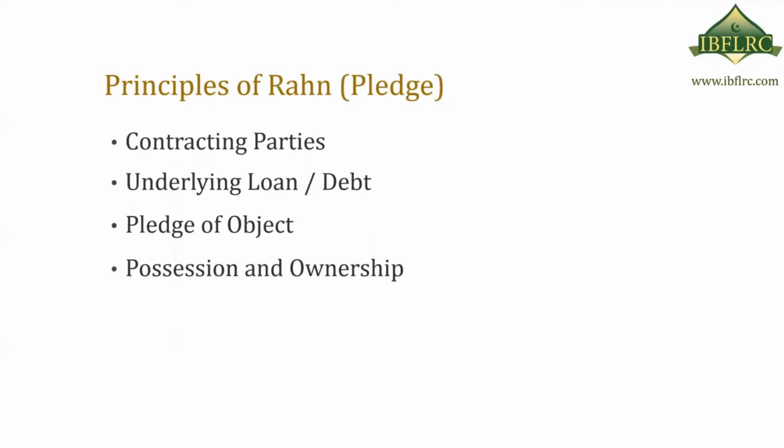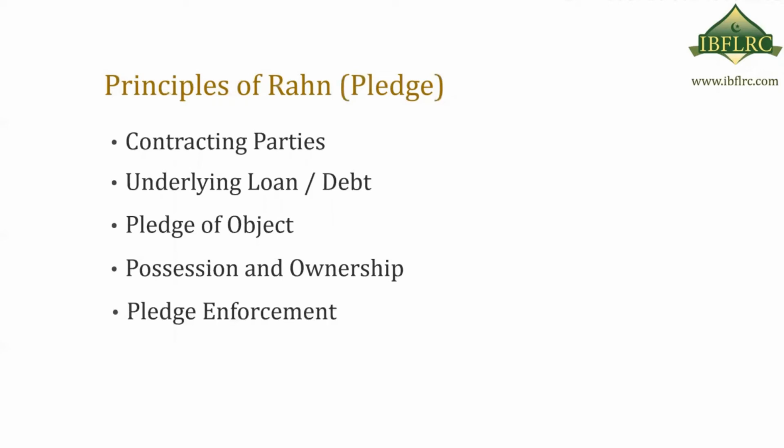Possession is permanent until the debt is repaid. Possession can be with the creditor, the debtor, or a third party, like a trustee. However, ownership of the asset will stay with the debtor. The creditor must not retain the asset after the debt is settled, per the terms of the contract.